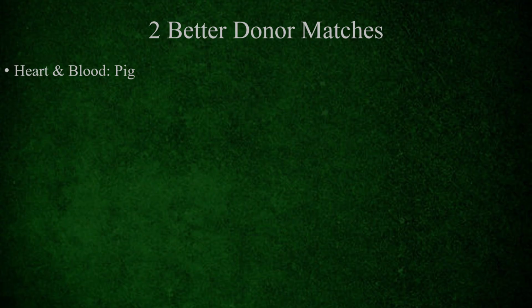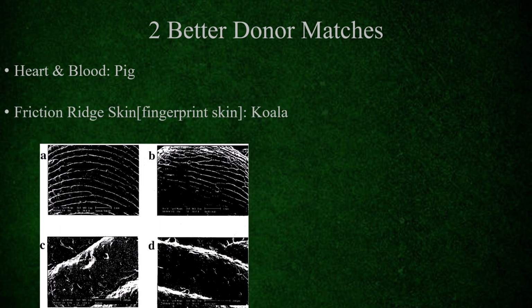And this is the case even though we are supposed to be far more closely related to chimps, basically genetically the same, and far less related to pigs who have hooves. Also, our friction-ridged skin, which is your fingerprint skin, is seemingly identical to that of koalas, as you can see in these pictures, and incredibly easily distinguishable from that of chimps and other apes.